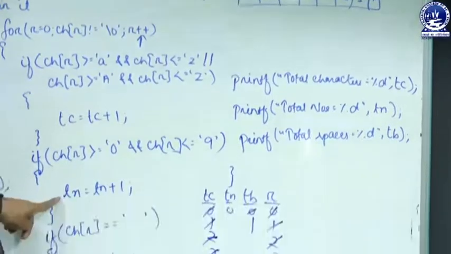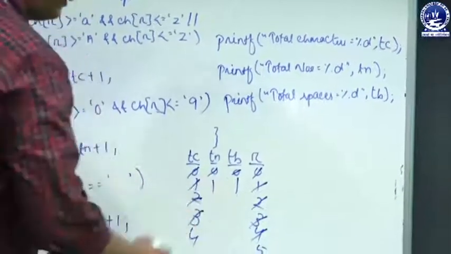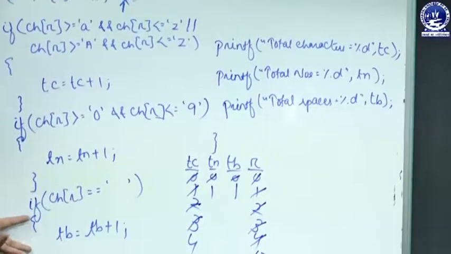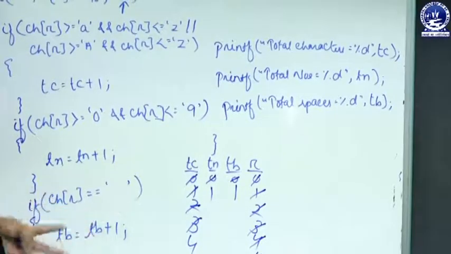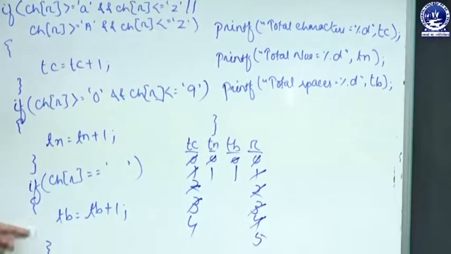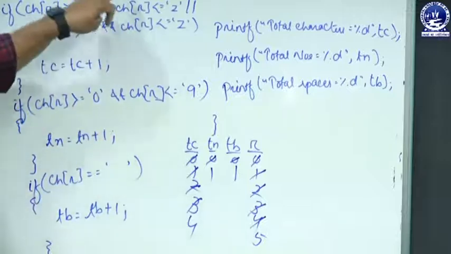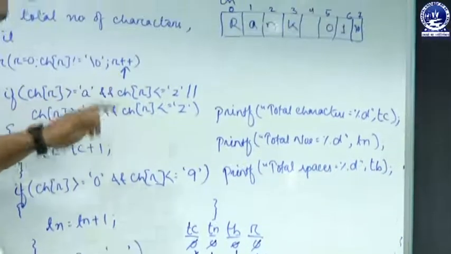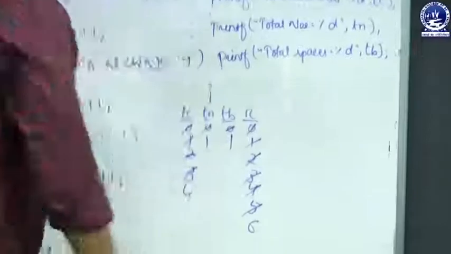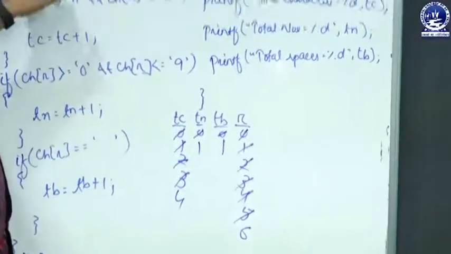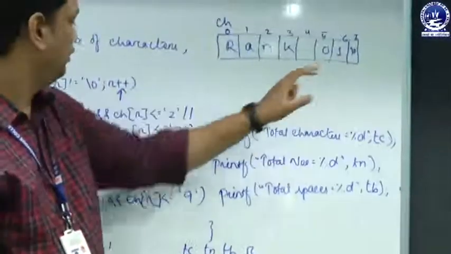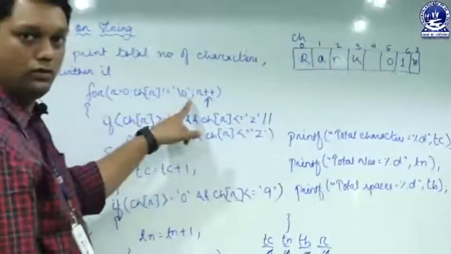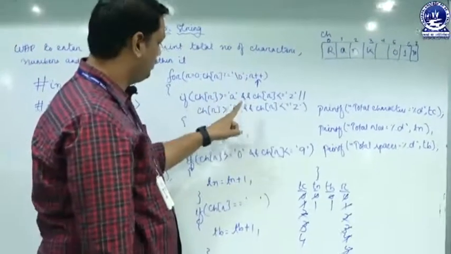So Tn will get incremented by 1. And again 0 is not equal to blank space. So the condition will return false over here. Then when it will come over here, again it will be redirected to r++. So r value will be incremented to 6. So ch of 6, that is 1, is not equal to backslash 0. Yes, true. It will come over here.